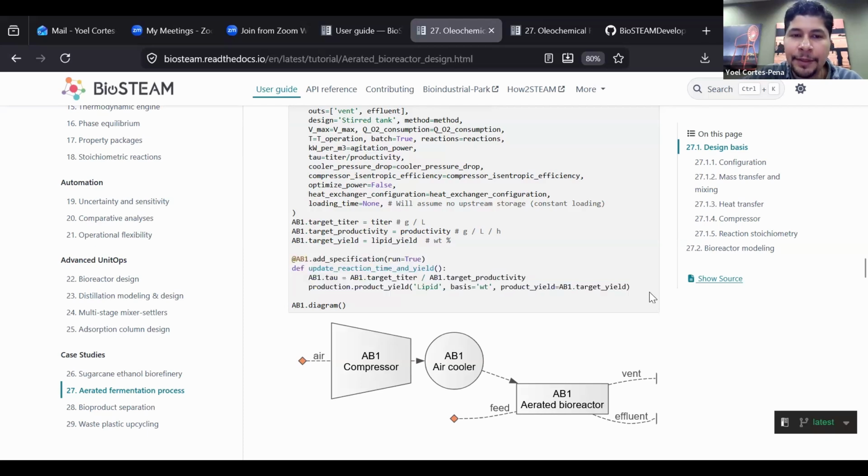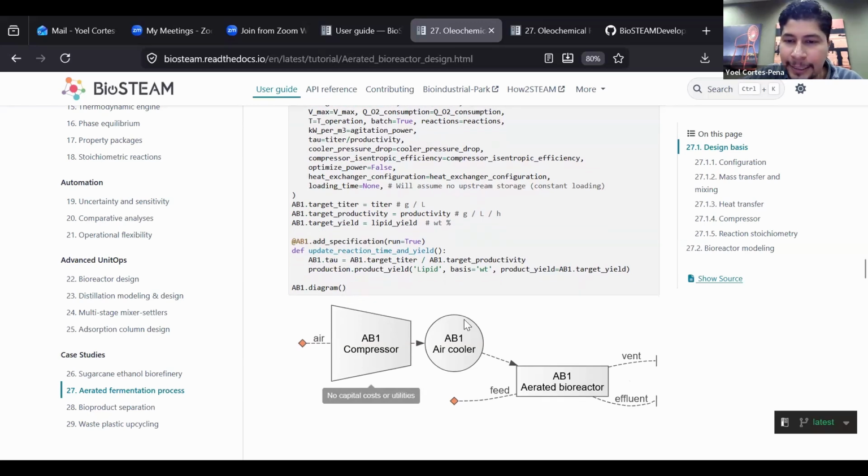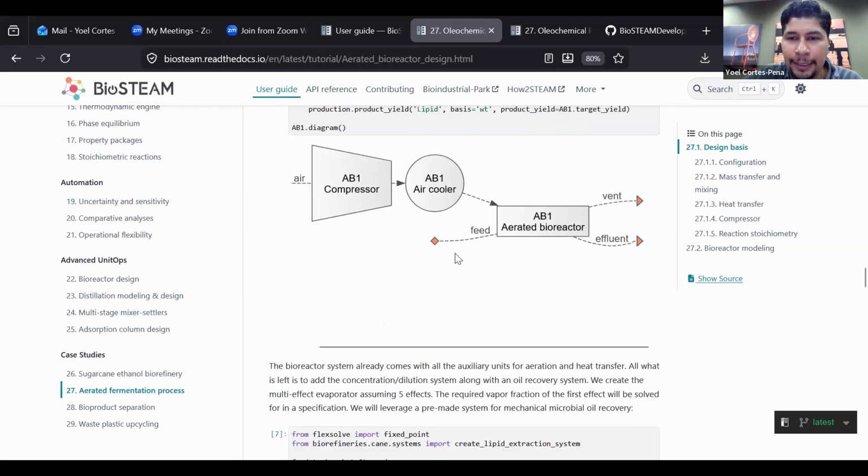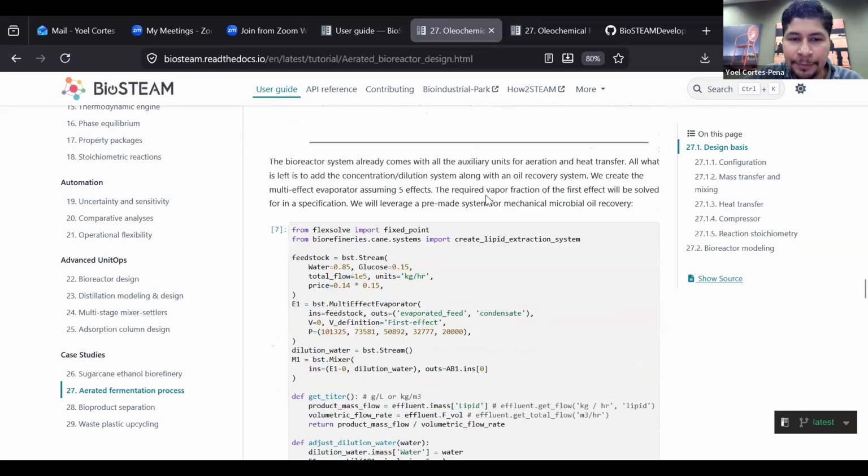the specification. So we're adding here a process specification for the aerated bioreactor to update the reaction time and the yield before it simulates. So anytime the aerated bioreactor simulates, it updates the reaction time and the yield. And this is what we created with the aerated bioreactor.